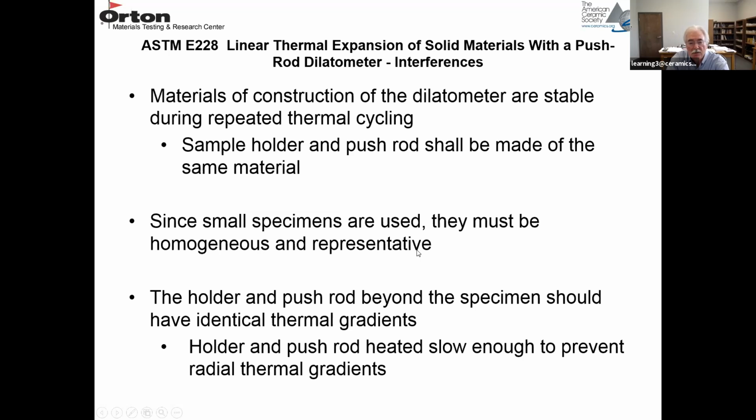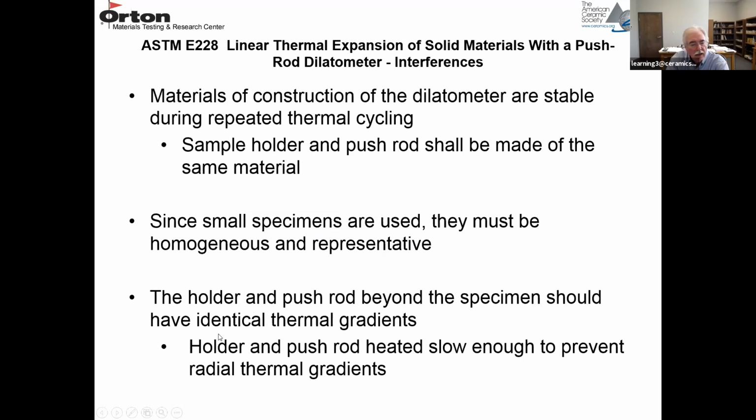Most of the aggregates are 1/4 inch, sometimes they're as large as 1 inch. So there are other machines that I'll talk about a little bit later where you can put a much bigger sample in case you have a really coarse microstructure. But this works fairly well for most refractory materials.